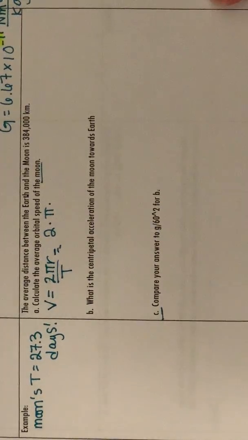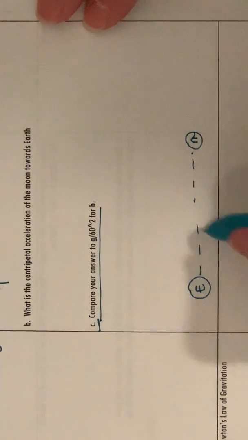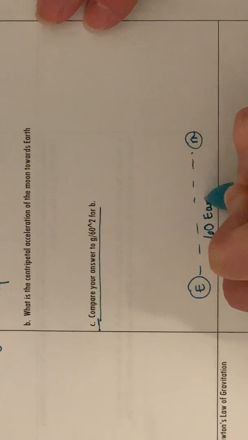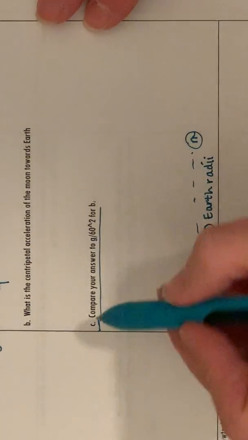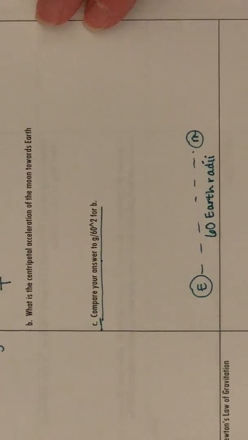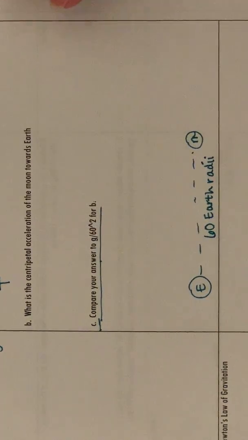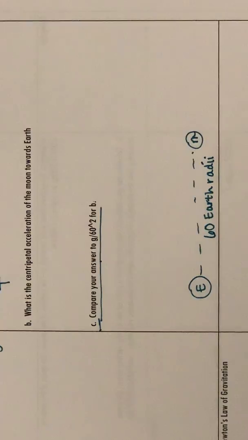If we want to draw out what we're looking at here, we can say, okay, here's Earth, and here's the moon. There we go. A little heads up for comparing this answer: the distance between the Earth and the moon, Isaac Newton discovered, was about 60 Earth radii. That is why we are going to compare our answer from part B to g over 60 squared. If that value is really close, we realize that the centripetal acceleration of the moon towards the Earth, compared to that g value divided by 60 squared Earth radii, is going to come pretty darn close.